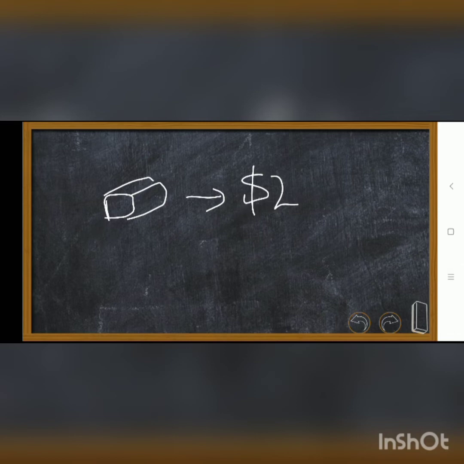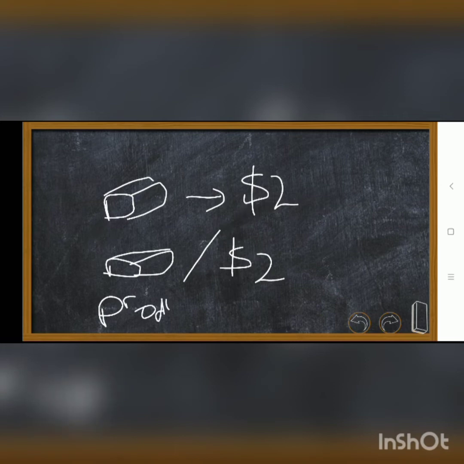So it will be bread against $2. We have a product against price. This will give rise to what? Please follow me. It's very important.